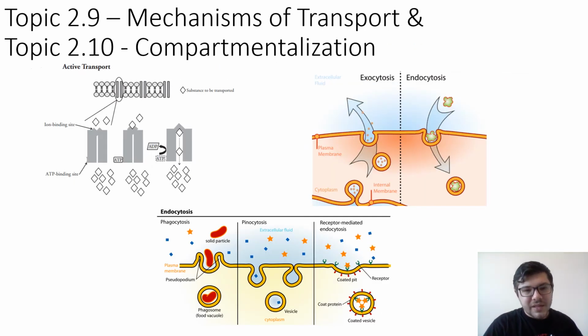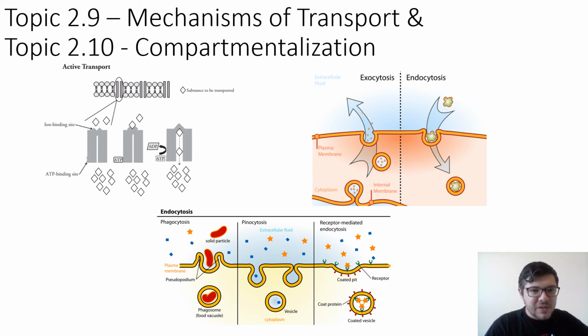All right, we're getting close to the end. So topic 2.9, mechanisms of transport, and topic 2.10, compartmentalization. So in mechanisms of transport, this is where it talks about in the book active transport. Active transport is almost the exact same as facilitated diffusion, except it takes an ATP binding site and an ATP molecule, which I will cover in more detail when I do the energetics unit.